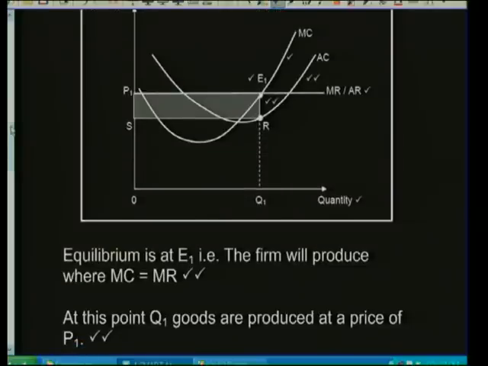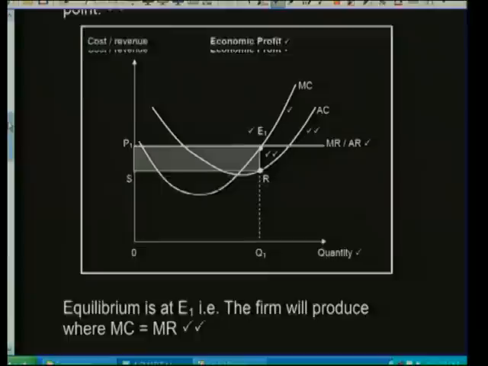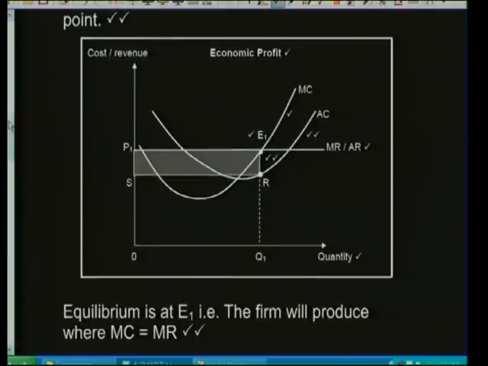Again, in this graph, so this is just a different way of saying the same thing. Marginal cost equals marginal revenue at that point. So E1 will be profit maximization.